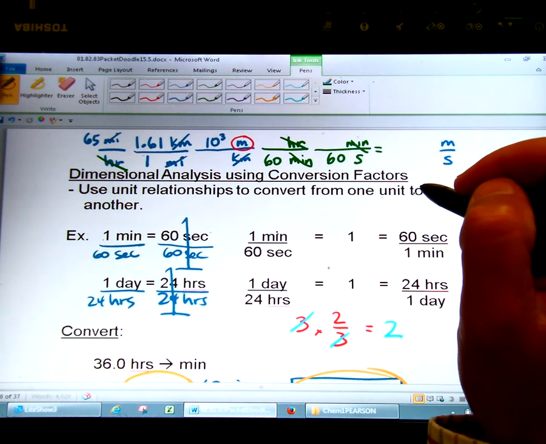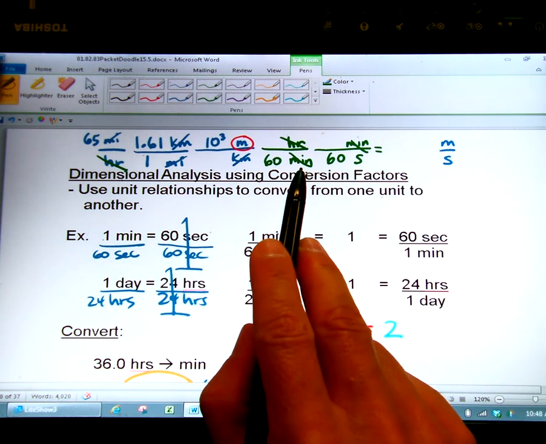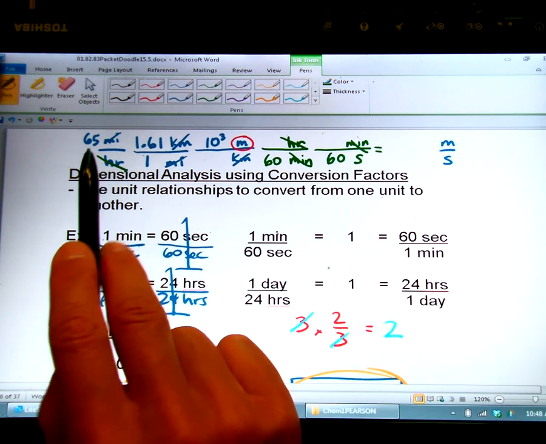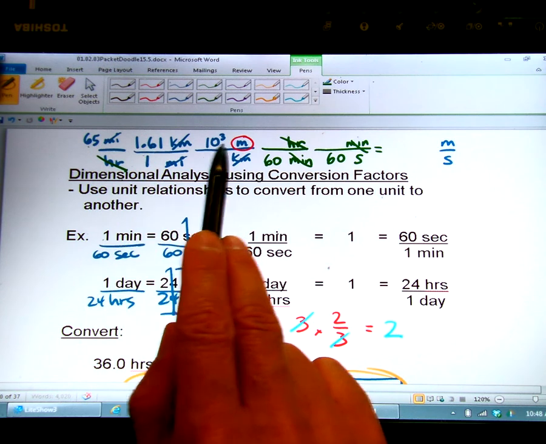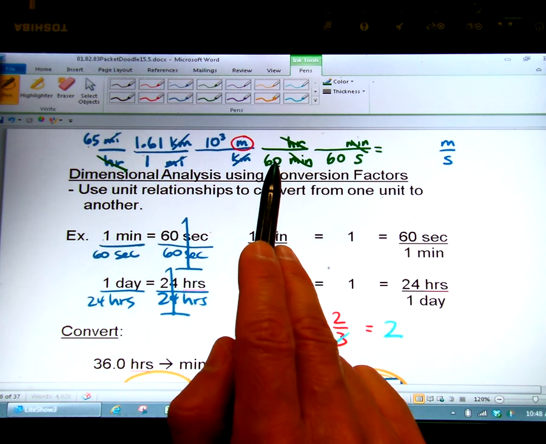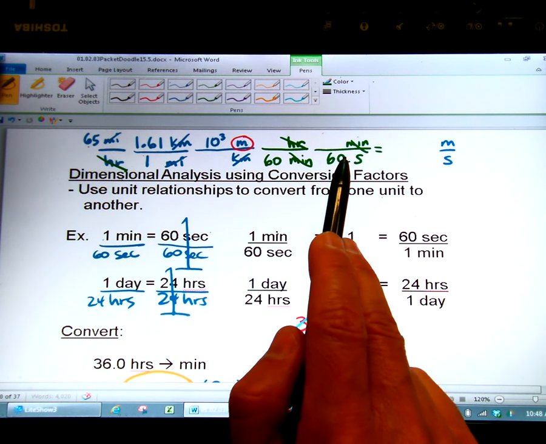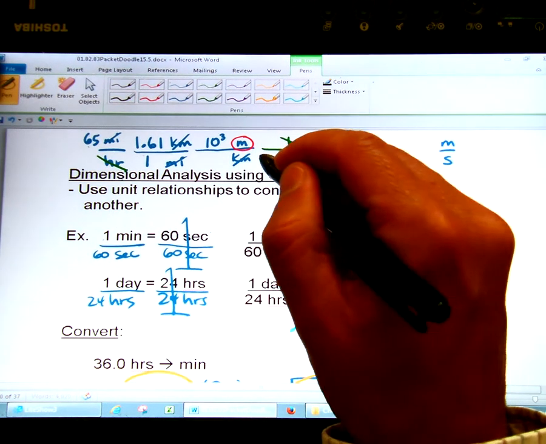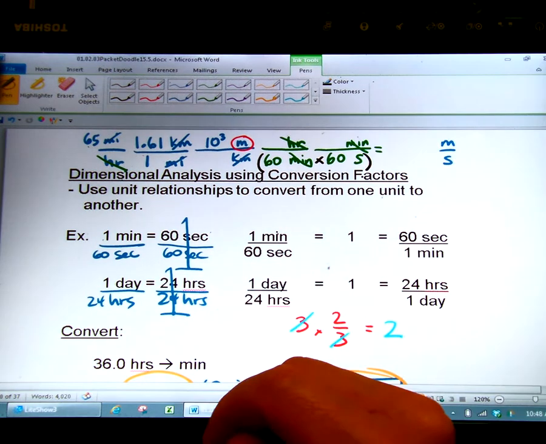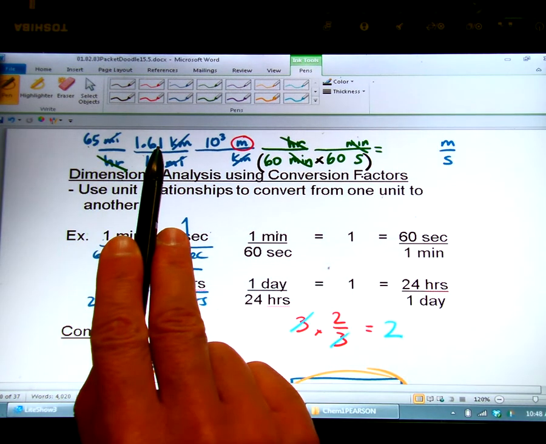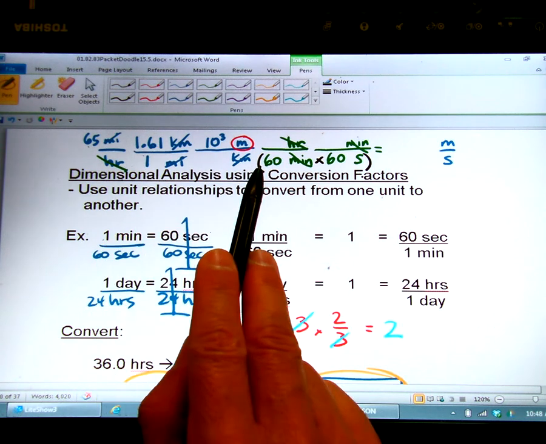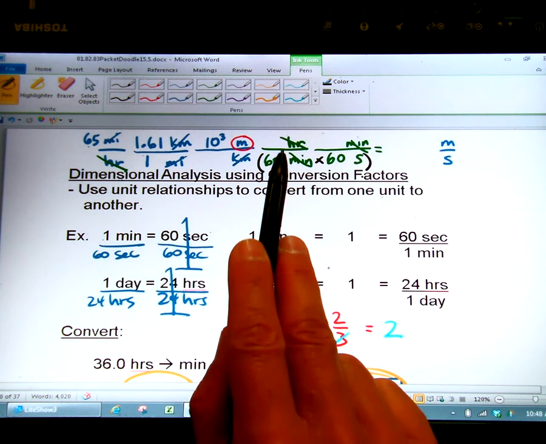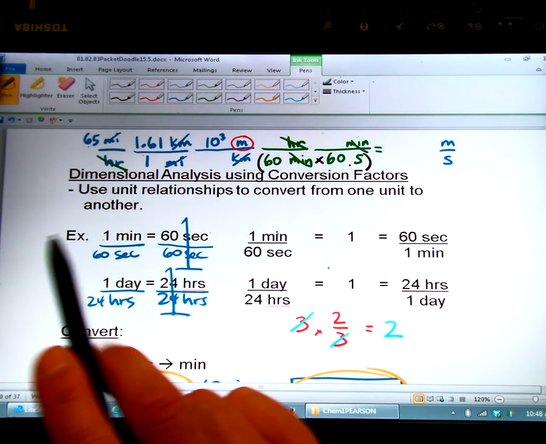And when you do the math for this, again, you have to be careful. When there's things in the denominator, you have to use divided by each time. So you would say 65 times 1.61 times 1,000 divided by 60 divided by 60. You have to hit divided by each time. If you want to put a multiplication sign here, you would have to use parentheses around the whole thing. So you'd have to say 65 times 1.61 times 1,000 divided by parentheses 60 times 60 parentheses. My advice is just hit divided by every time for the denominators, and you won't go wrong.